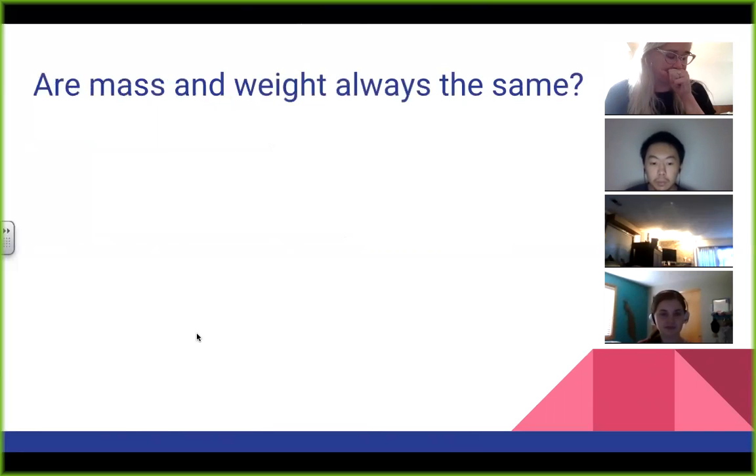So we just did this. Are our mass and weight always the same? We just kind of talked about that. No, they're not, right? Mass is consistent and weight can fluctuate. Mass can also change, right? If you physically take some matter away.